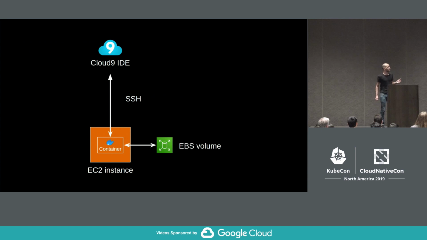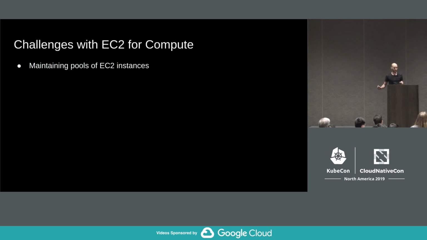And so just to have an idea, here's the diagram that represents how this would look like. So we have the Cloud9 IDE front end connected to the container using SSH, which is quite unusual, I know, through the EC2 instance, and then we have the EBS volume that persists students' files and folders.